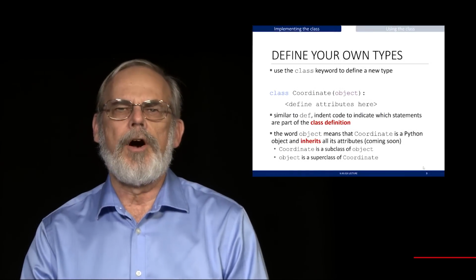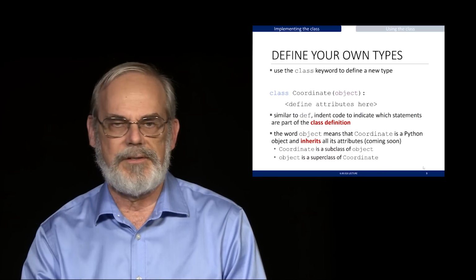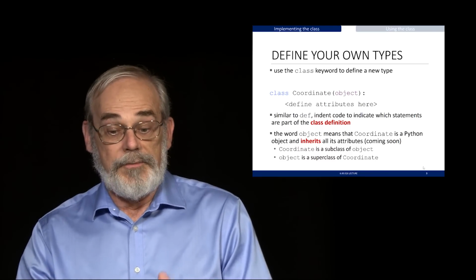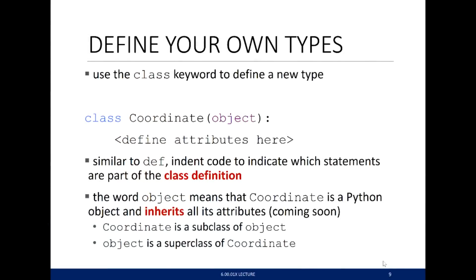Okay, let's get concrete about this. Let's look at the specifics of how we both define a class and then implement instances of that class. So if we want to define our own type, we're going to start by using the keyword class, not surprisingly. And that's going to tell us we're about to create the definition of a new class.